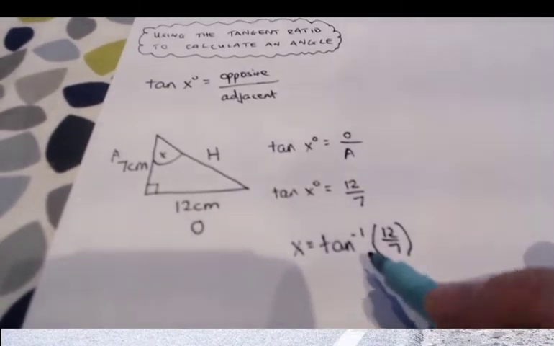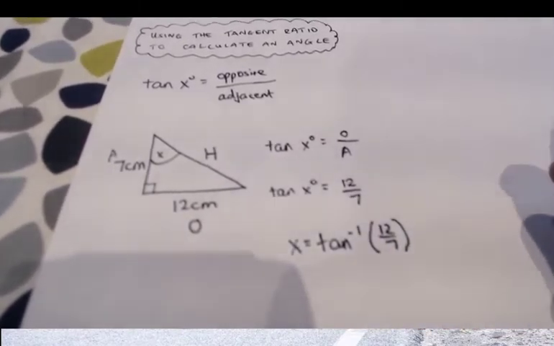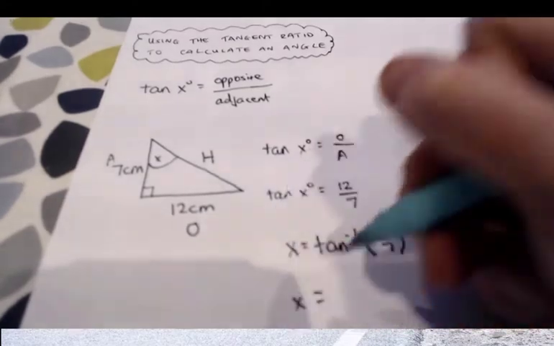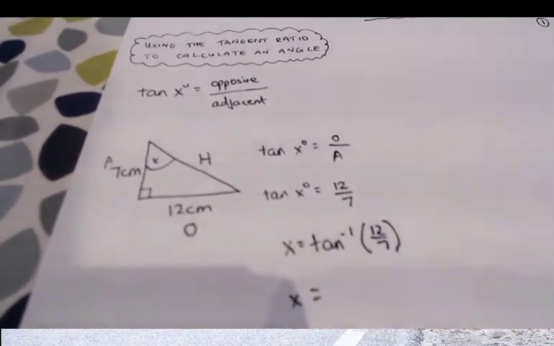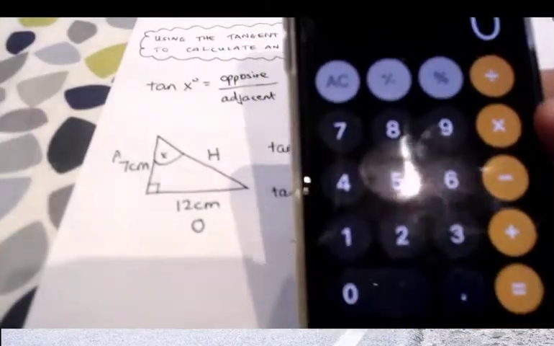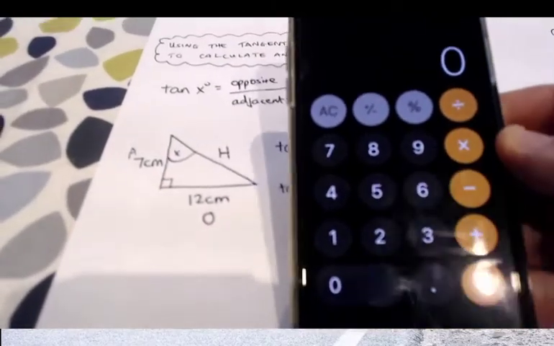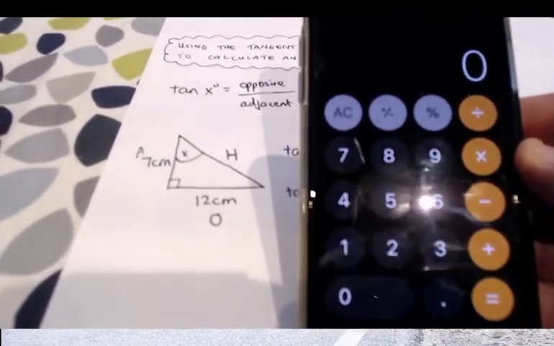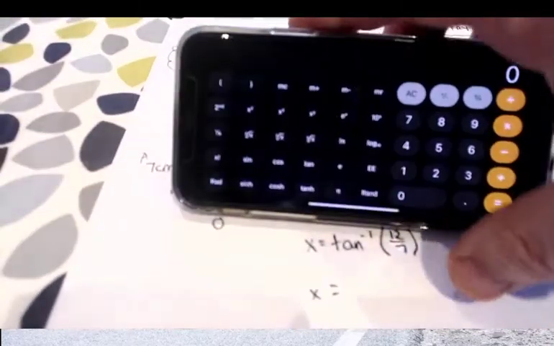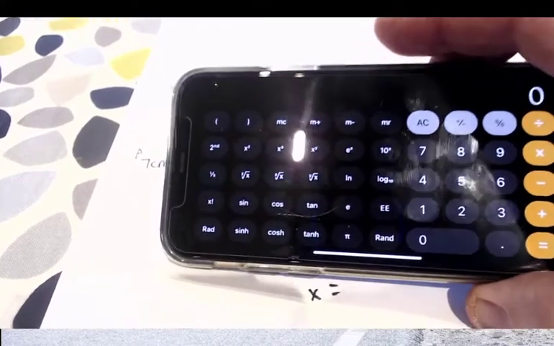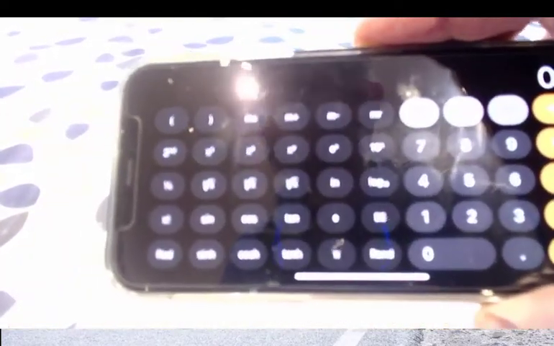That's how I write it, tan to the minus 1. Now I need to show you how you would do that on a calculator. I would assume most of you are probably using your phone as a calculator. So here's my phone with my calculator on it. To get the sine, cos and tan up, you need to change your calculator to the side, and then you should be able to see we've got sine, cos and tan in here.